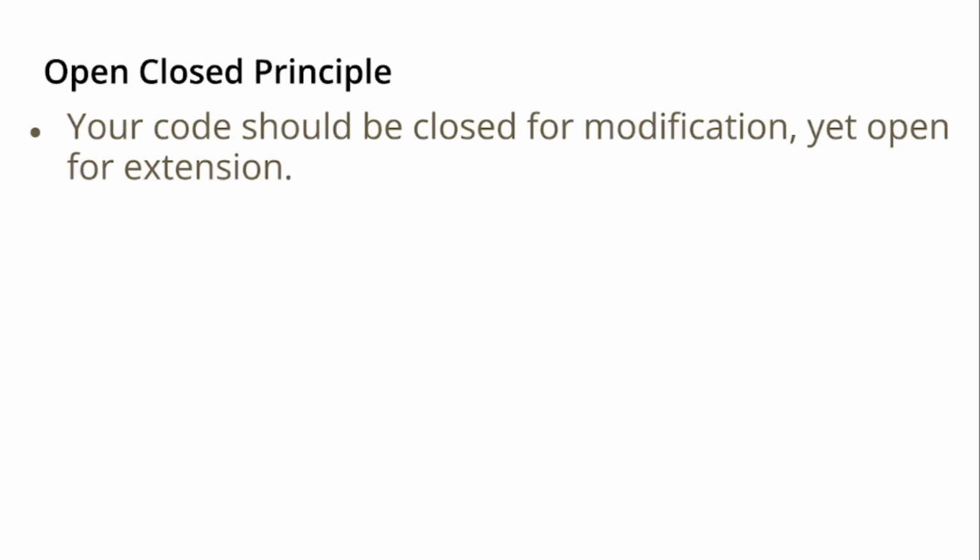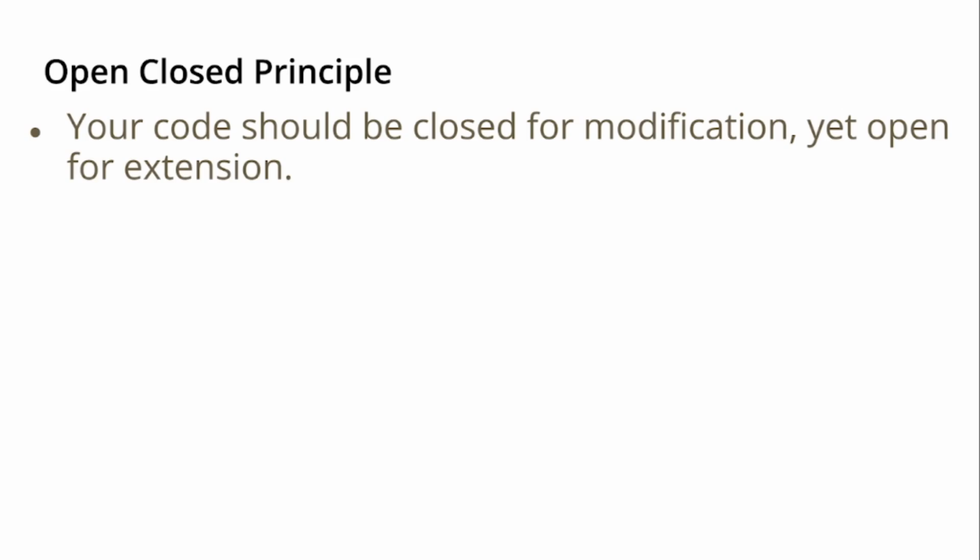Okay, now moving to another principle, which is the open close principle. This principle states that your code should be closed for modification yet open for extension. What is meant by that is, whenever there's a piece of code and you are adding new functionality, you should make sure you are not modifying any existing code, yet you should be able to extend that code and add new functionality.